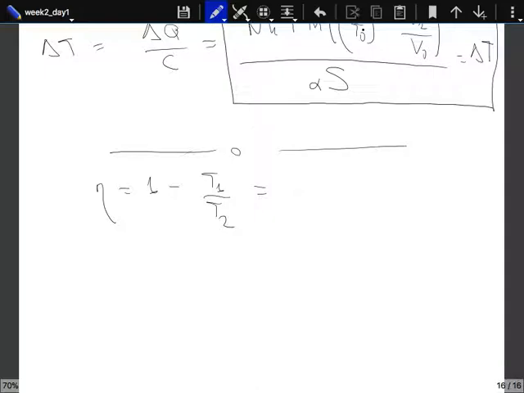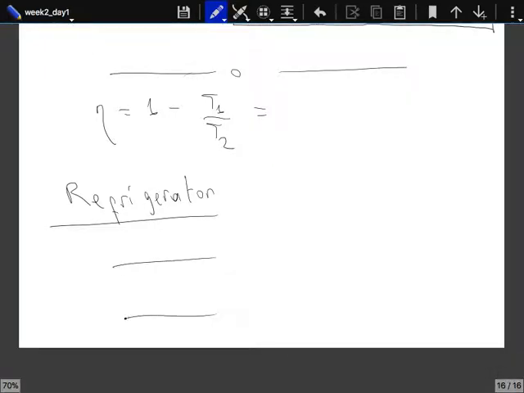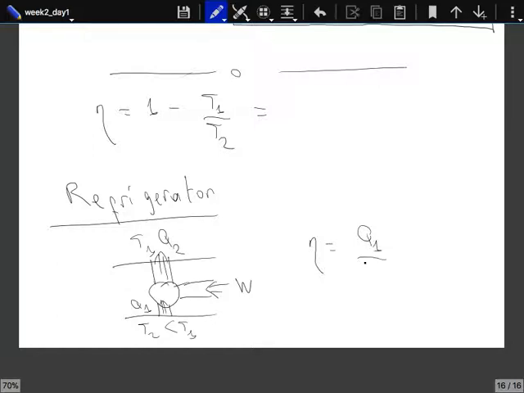So what will be the efficiency of the heat engine? How will you define the efficiency of a refrigerator? So what does a refrigerator do? These are your reservoirs. A refrigerator would take heat from the colder reservoir. Let's say this is Q1. You give some work to the refrigerator in the form of electricity, for example, and then it dumps this heat into the hotter reservoir. So in this case, you would define the efficiency as Q1 over W. The heat taken through. So basically, how much heat can you take for a given amount of work?